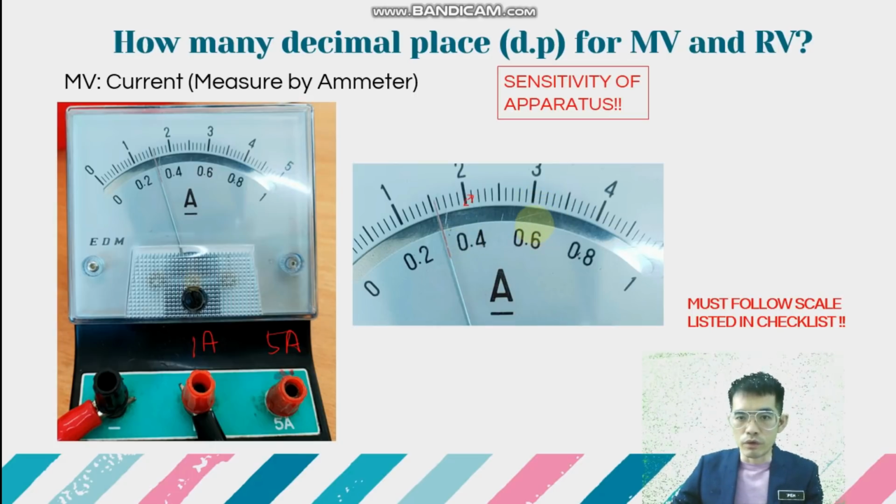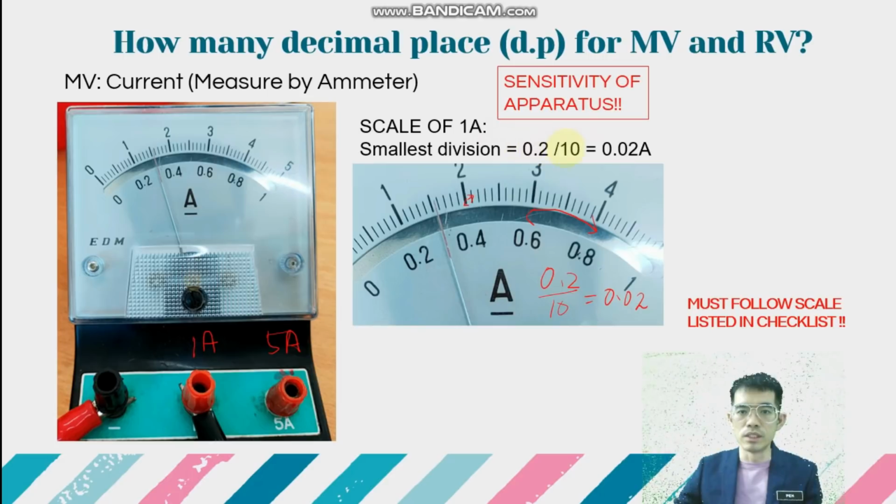From 0.6 to 0.8 there is a 0.2 difference. Between the 0.2 ampere we have 10 small divisions, so 0.2 divided by 10 gives our smallest division, which is 0.02 ampere. You can see this calculation which I explained just now. So the smallest division for the ammeter with the 1 ampere scale is 0.02 ampere.